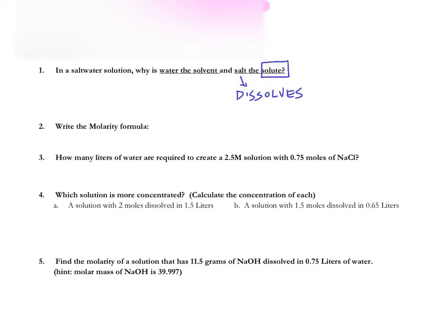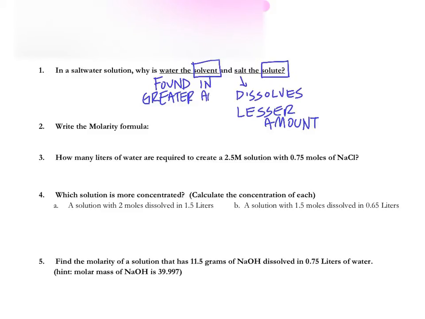and because it is typically in the lesser amount. So as far as water being the solvent, the water is actually dissolving the salt. The salt is dissolving into the water, and water is found in the greater amount. Okay, so a couple things that help distinguish between a solvent and a solute.